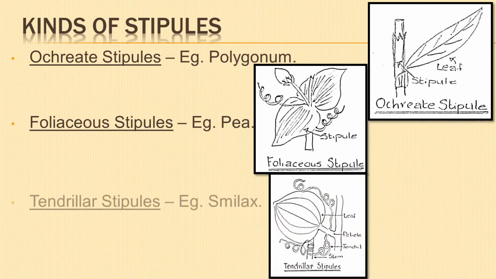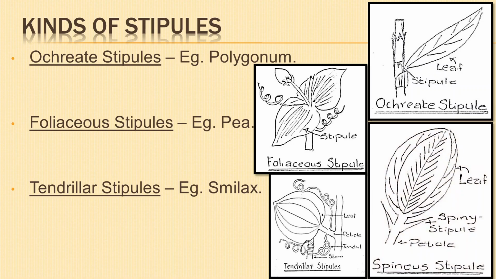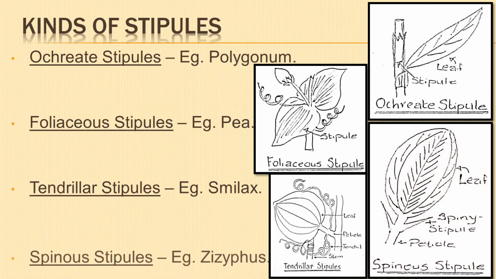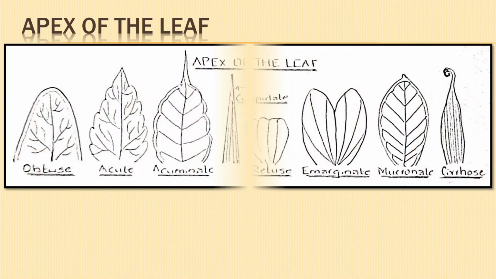Tendrillous stipules. Stipules get modified into coiled tendrils which help the plant to climb up a support. Example, smilax. Spinous stipules. The stipules get modified into spines. Example, ziziphus. Let us look into the apex of the leaf.